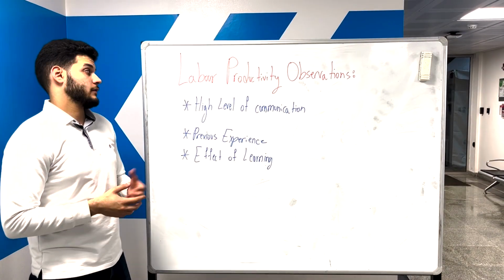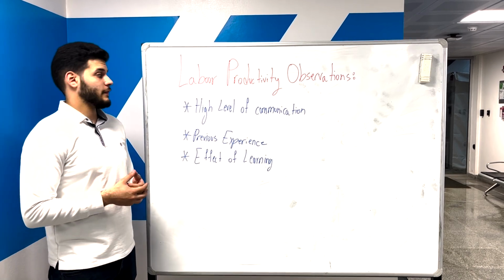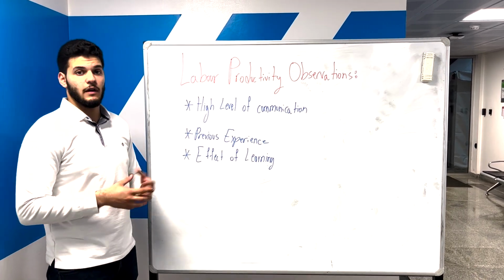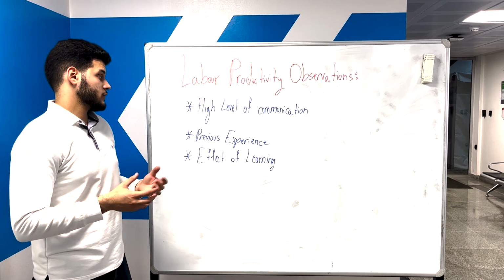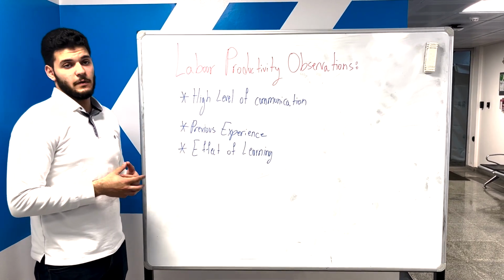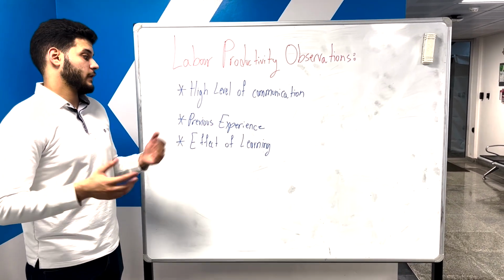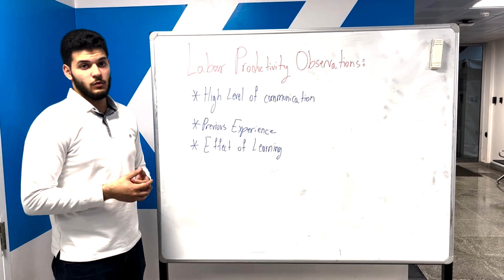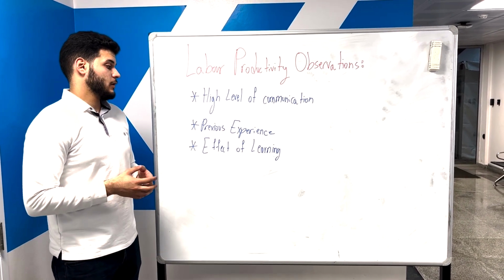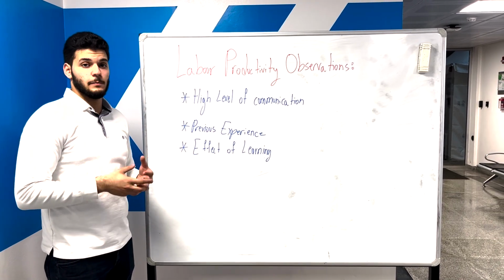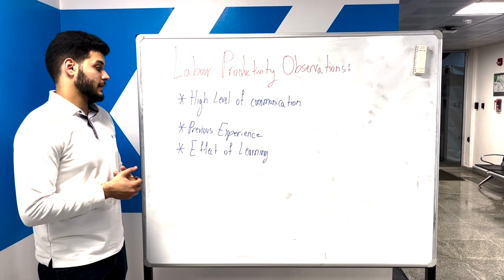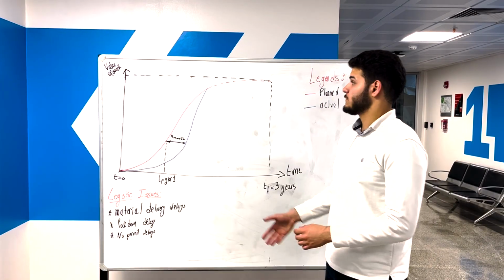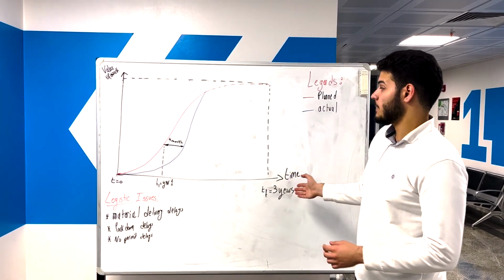We observed that there is a high level of productivity in the labor force, and that's mainly due to the high level of communication between the engineers and the workers on site, as well as the previous experience of the general contractor, because they are used to working on luxurious projects, and due to the effect of learning, which was significant. And that's mainly because the workers are working on repetitive and similar villas, so this added a lot to the productivity.